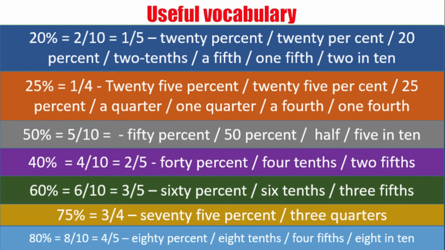20%, 20 percent in two words, 20%, 20 in number, 2/10, a fifth, 1/5, 2 in 10. 25%, 25 percent in two words, 25%, 25 in number, a quarter, 1/4, a fourth. 50%, 50 in number, half, 5 in 10. 40%, 4/10, 2/5, 4 in 10. 60%, 6/10, 3/5, 6 in 10. 75%, 3/4. 80%, 8/10, 4/5, 8 in 10.